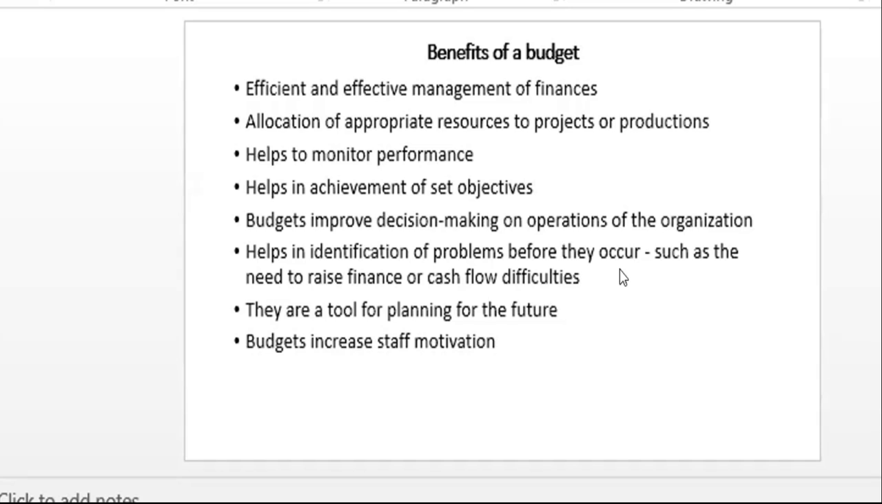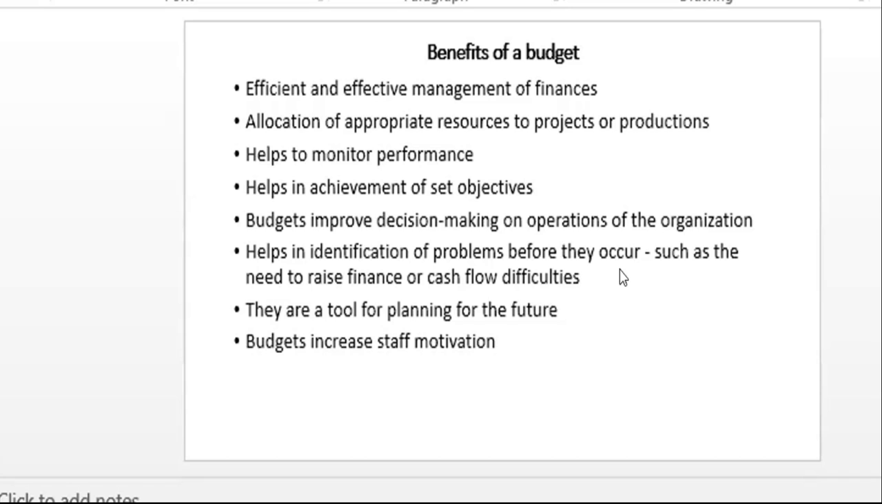So a good budget has to be futuristic, have the happenings in mind. Whenever you're preparing this budget, you will always have to anticipate some of these things and allow for them. It's very important. So we allocate appropriate resources to projects or production, because we may be budgeting for a project that we want to expand on. Then you need to give proper allocations based on the requirements for that particular project.